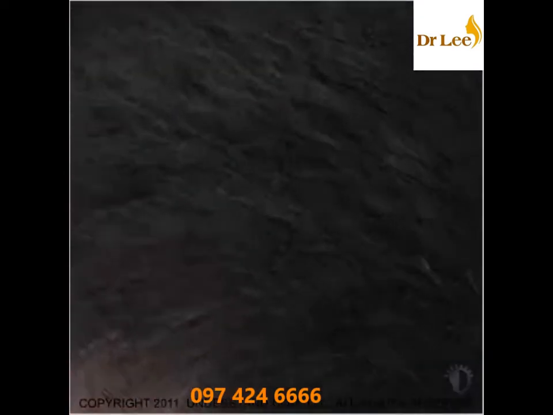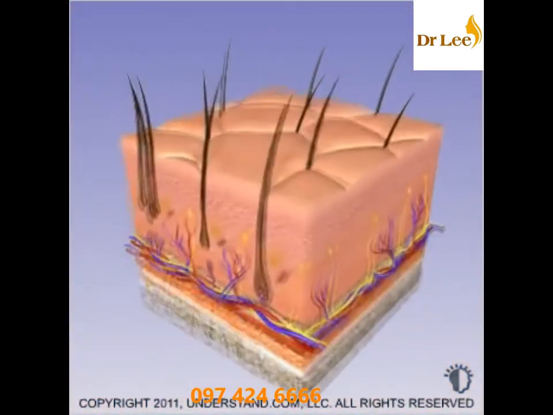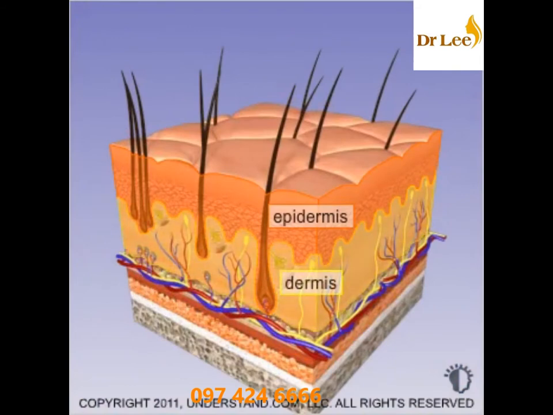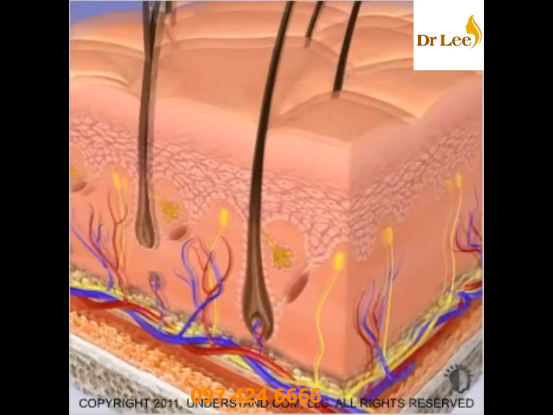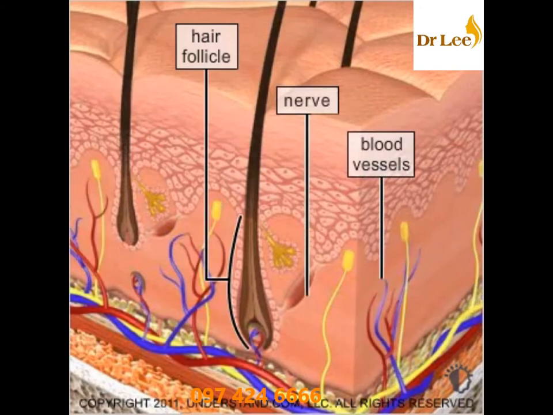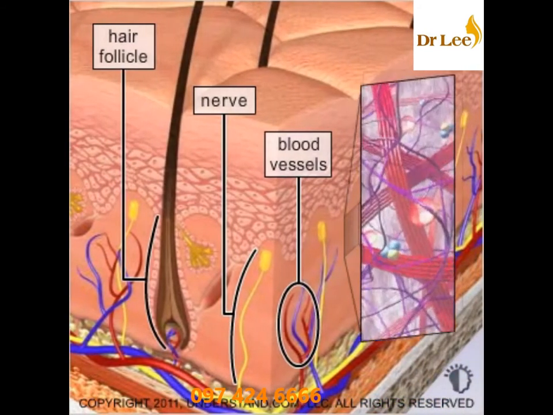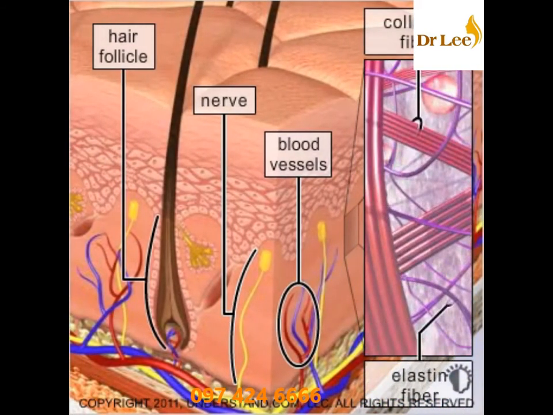The scalp's unique anatomy makes scalp reduction possible. Skin consists of a surface layer called the epidermis and the underlying dermis. Hair arises from hair follicles, which are downward growths of epidermis within the dermis. Nerves and blood vessels within the dermis provide sensation and nourishment. A network of collagen and elastin fibers also exists in the dermis and provide structure, support, and elasticity to the skin.